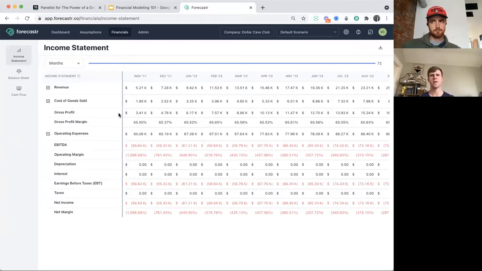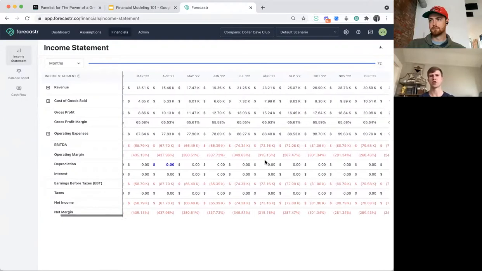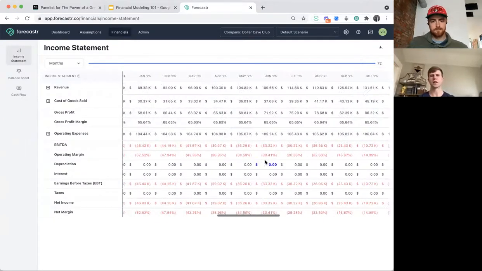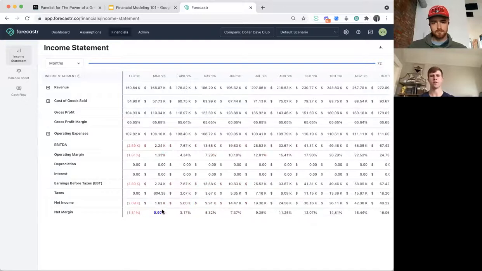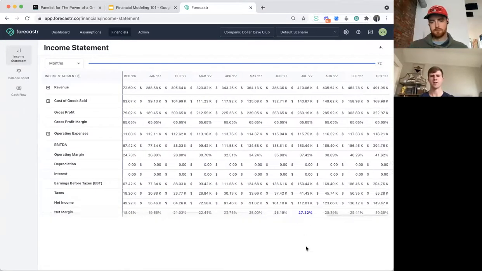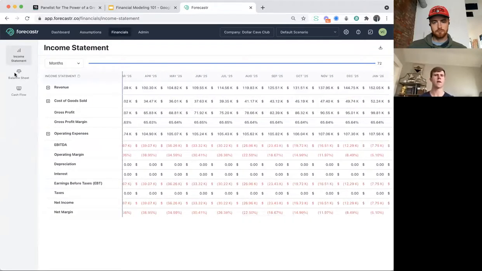So like most businesses, Dollar Cave Club is going to be burning money. So it's very unprofitable right now. But then if I scroll out to the right, eventually it's going to hit this point where it flips over and becomes profitable. And you can see that eventually we're going to get at these nice 20, 30% net margins. So looking pretty good on that front.